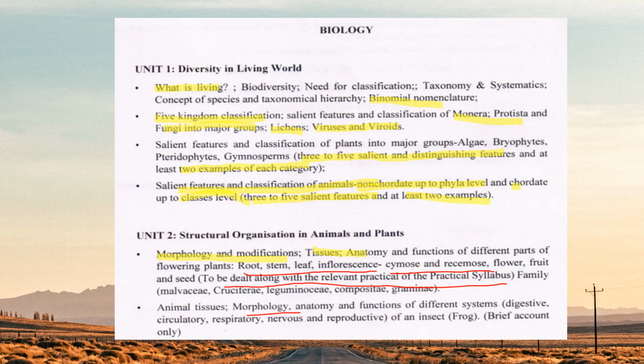For example, a video I have posted about the FAQs. So this was the mistake there. So this is to be read as insect and frog. So that means in animal tissue we have to read about morphology, anatomy and function of different systems of an insect, that will be cockroach, and again anatomy, function of different systems of frog. So we have to read about the digestive system, circulatory, respiratory, nervous and reproductive system of cockroach and of frog, both.